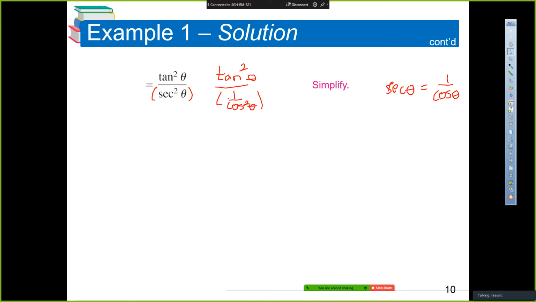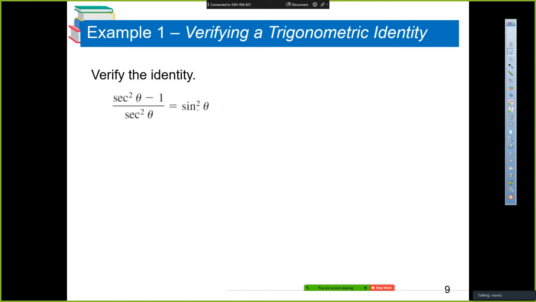All right, and then whenever I divide, tangent squared divided by 1 over cosine squared is the same thing as multiplying by the reciprocal, and that's where I end up with the tangent squared of theta times the cosine squared of theta.